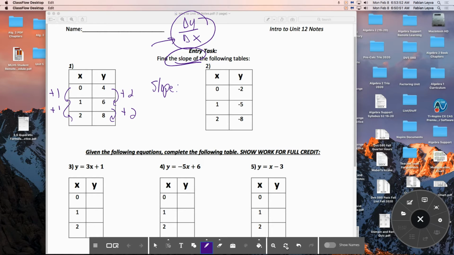So here I can see that my change in y, my slope, is 2, because I'm going up 2 in each direction. I'm going to divide it by the change in x. I can notice it's going up by 1 each time. Remember, you have to reduce: 2 divided by 1 is 2. So the slope of that table, the rate of change, the change in y over the change in x, is a positive 2, which makes a lot of sense. So you can notice it's going up by 1 in the x direction and then going up by 2.